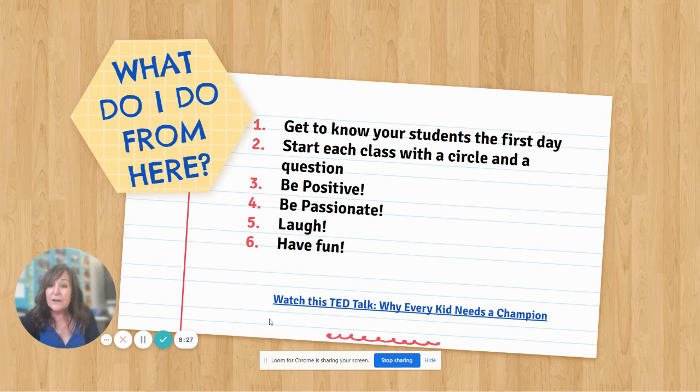And then you also want to make sure that you start with low risk questions. Some examples would be, what makes you happy? What's your favorite food? Tell something fun that you did last weekend, or what you do well. That is an easy way to get to know students and build those relationships. Finally, when you're in class with your students, you always want to make sure that you're positive, passionate, you laugh, and you have fun.